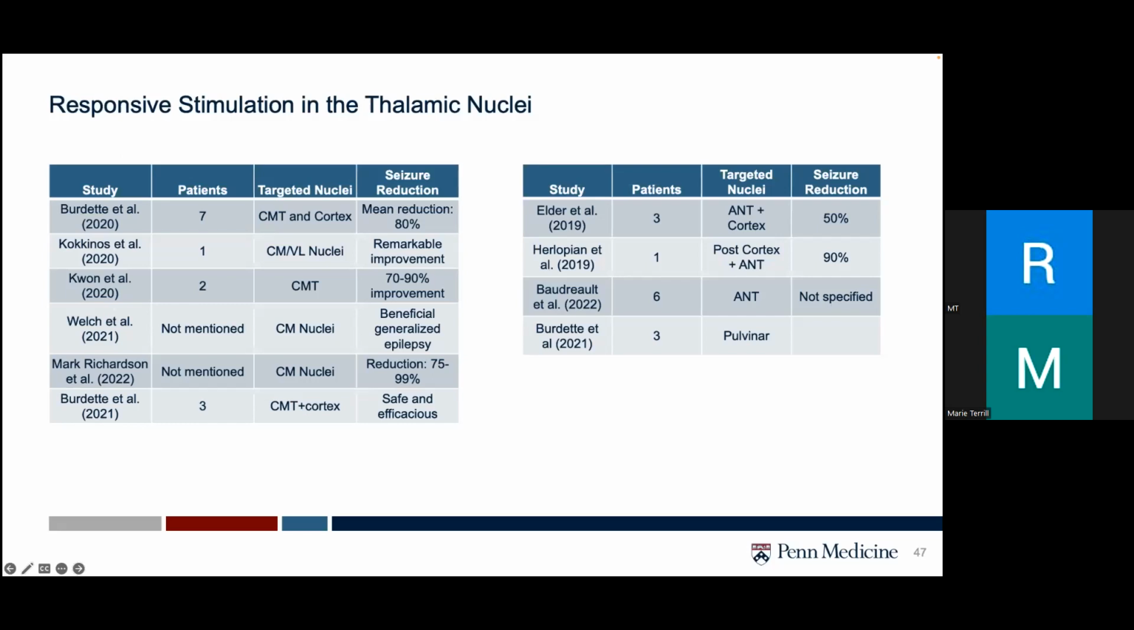But the initial promising results from these have led to the initiation of a prospective multi-center randomized trial called NAUTILUS, which is looking to evaluate the safety and effectiveness of thalamic stimulation with the RNS system in patients with idiopathic generalized epilepsy. And hopefully this will contribute to the growing knowledge of safety and effectiveness in thalamic stimulation.